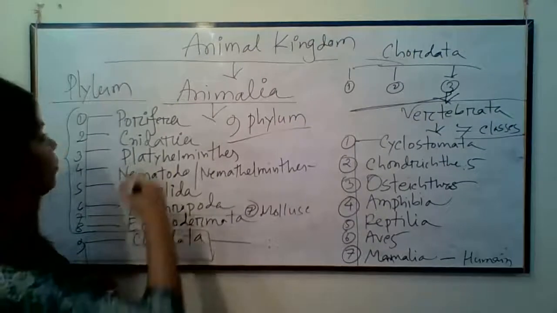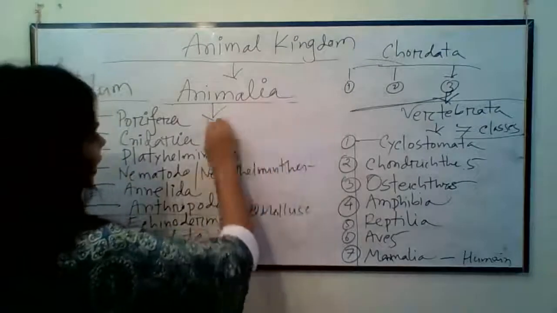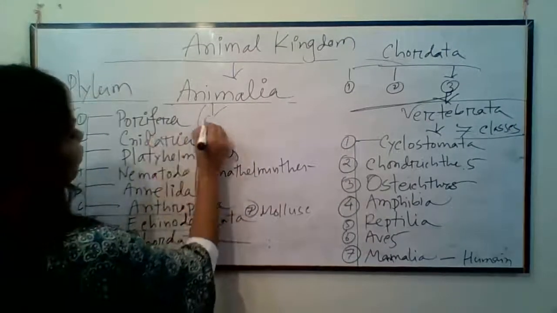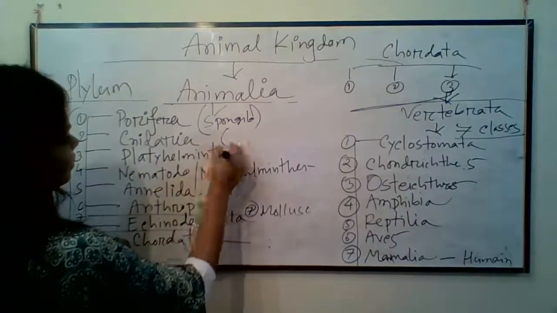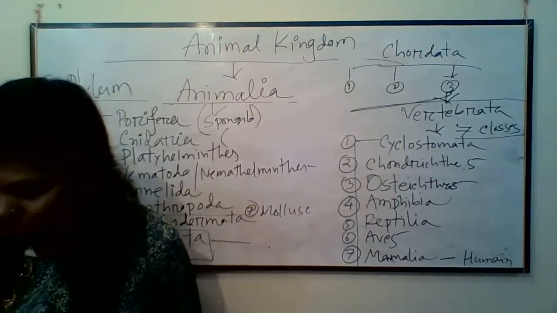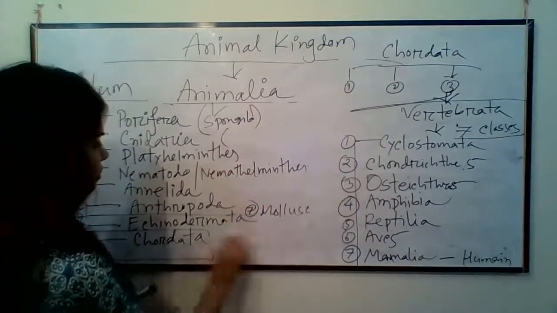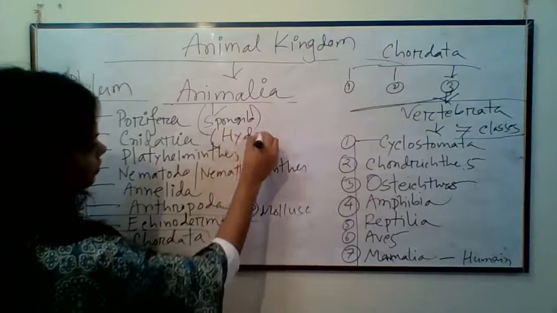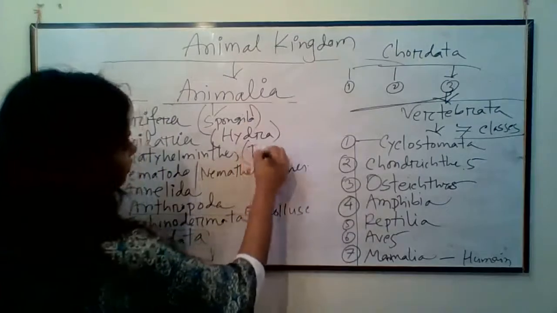Okay. Now, as I discussed 9 phyla, I may give one example of each phylum. Porifera: the example is Spongilla. They have numerous pores. They do not have any compact tissue. Cnidaria: the example is Hydra. Then Platyhelminthes: example, tapeworm.